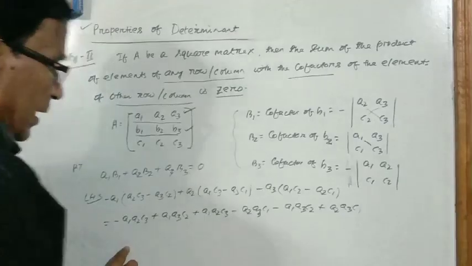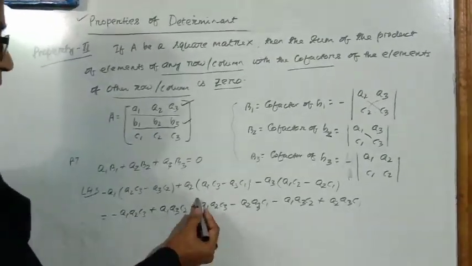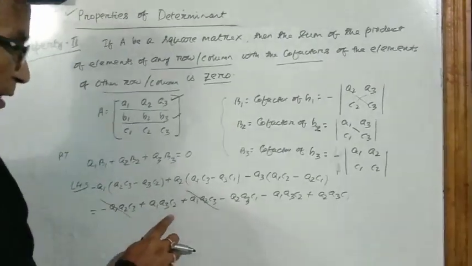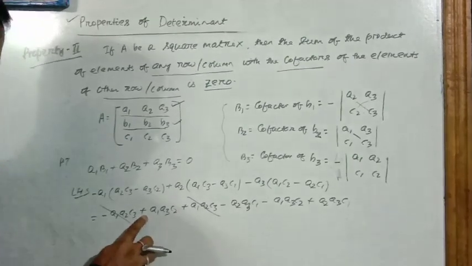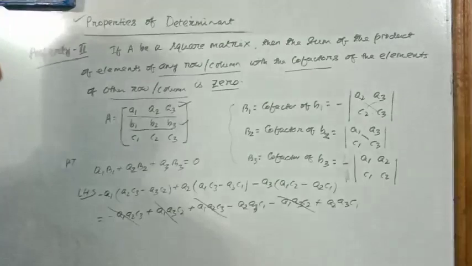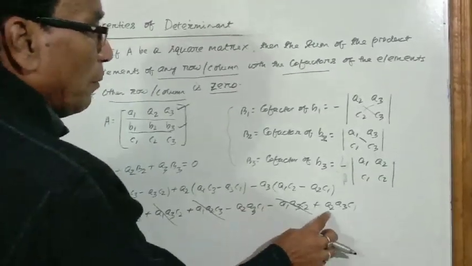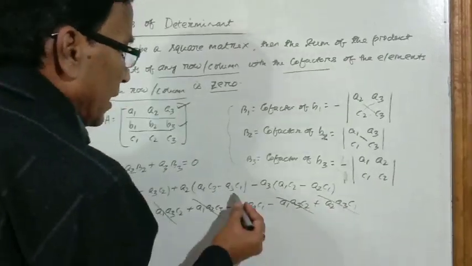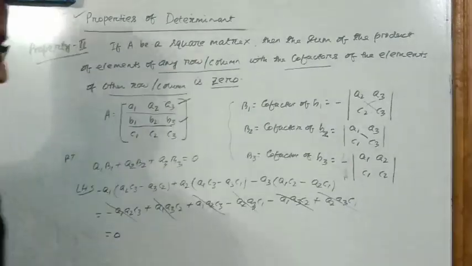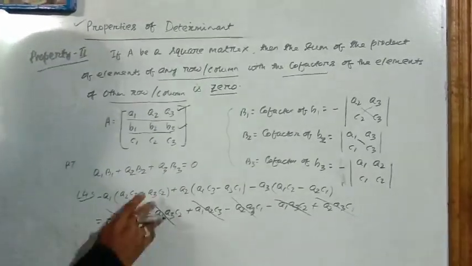Here you see that it is minus A1 A2 C3 plus A1 A2 C3, it will be cancelled out. A1 A3 C2 plus, here it is minus A1 A3 C2, it will be cancelled out. Again here minus A2 A3 C1 plus A2 A3 C1, this will be cancelled out. So it is equal to 0. That means here we have proved that A1 B1 plus A2 B2 plus A3 B3 value is equal to 0.